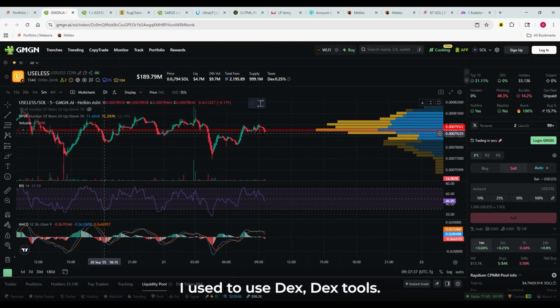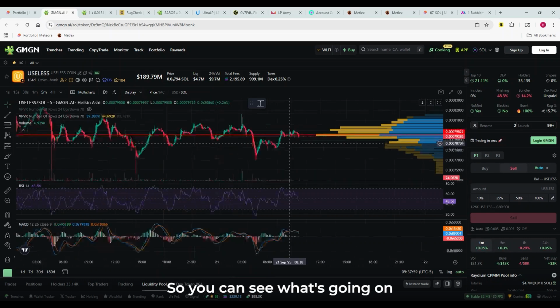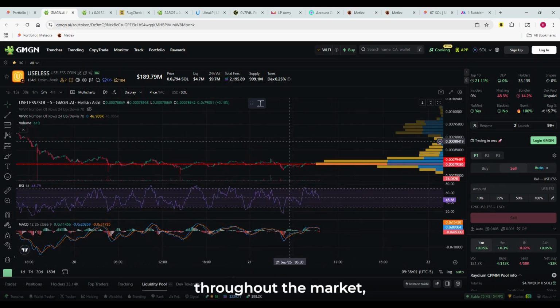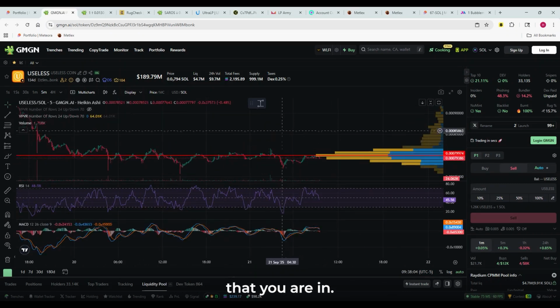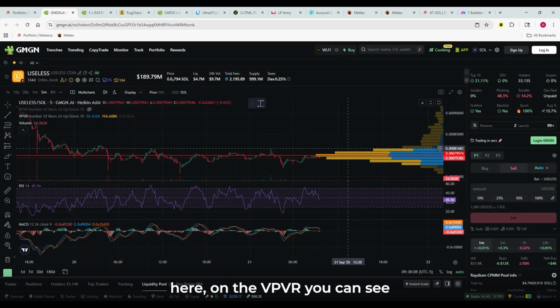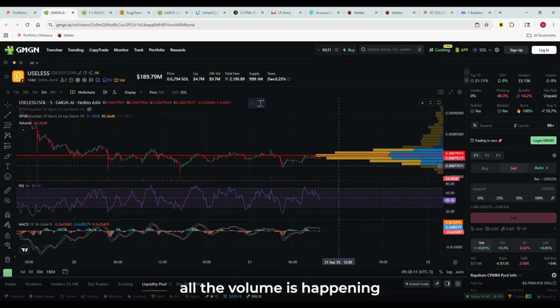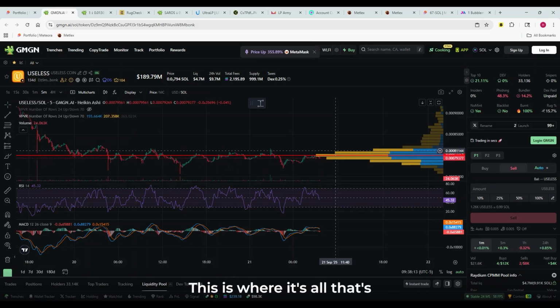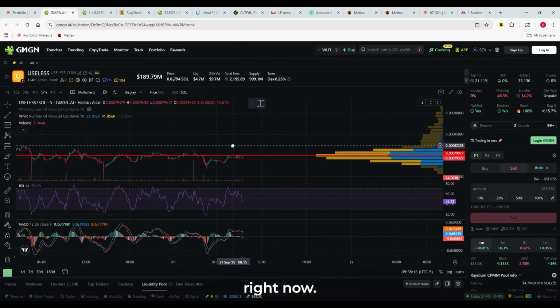I used to use DEX tools. Whenever you go to a DEX tools chart, it's going to show you the chart for that specific liquidity pool. GMGN, on the other hand, is an aggregate of the market, all of them together. So you can see what's going on throughout the market, not just the very specific pool that you are in. So we can see right here on the VPVR, all the volume is happening right here. And that's where all the action is right now.